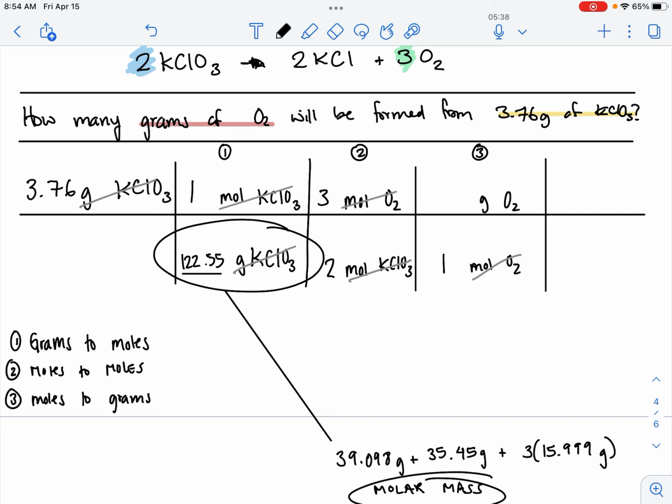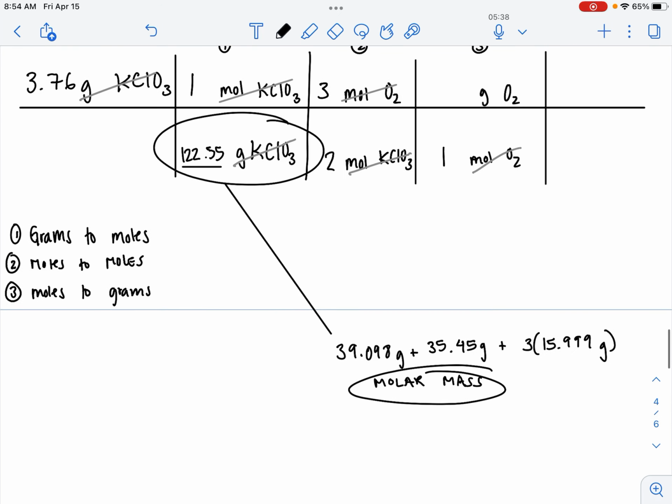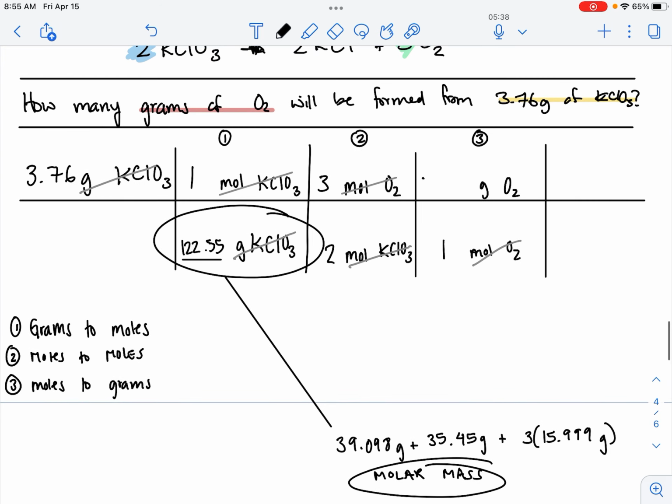But I'm not done yet, and the reason why is because I have O2. That means that there are 2 oxygens. So that's 15.999 plus 15.999, and that is going to be my molar mass. When I add these together, I get 31.998 grams of O2. Okay, so now my final unit is grams of O2, and I know that I'm done.